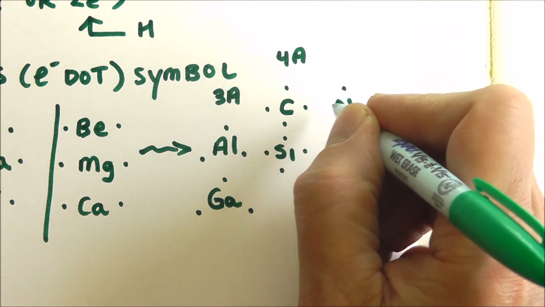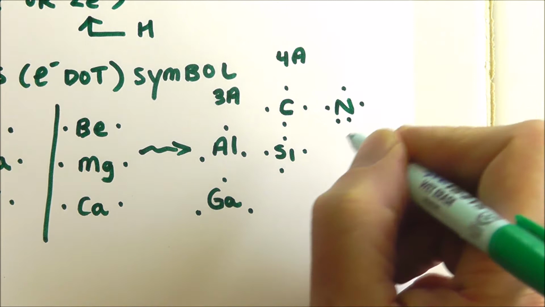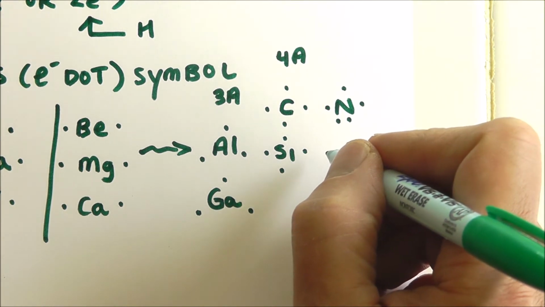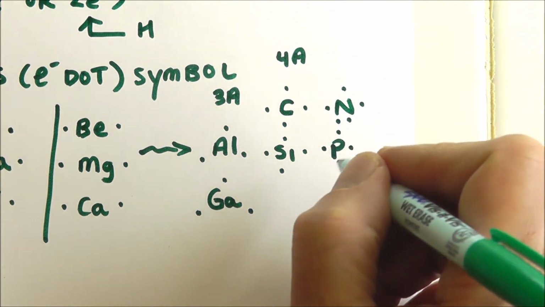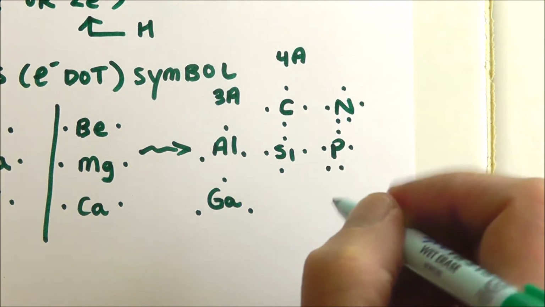Nitrogen, and then phosphorus, and you've got 5 valence electrons.